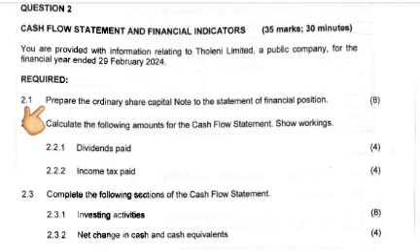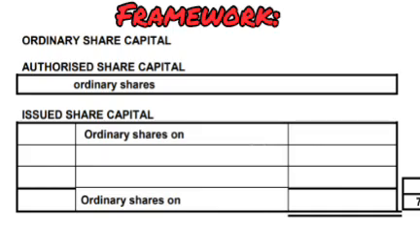I had already warned you about this, that in your cash flow statement question you may find such a question. So it wants you to prepare the ordinary share capital note to the statement of financial position. Remember, we're dealing with the different question now. It's not that previous question in question 1. So we have to find new information for this ordinary share capital note. But we start with the framework. The framework says authorized share capital. It wants to know how many shares are authorized.